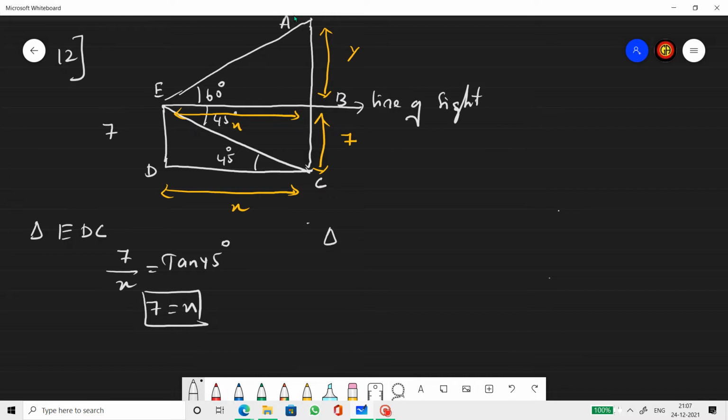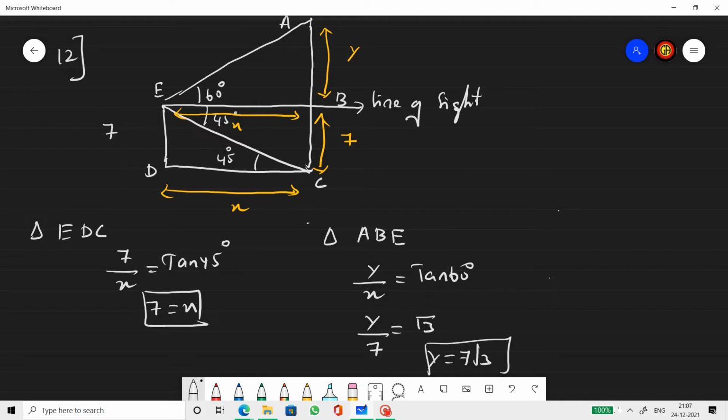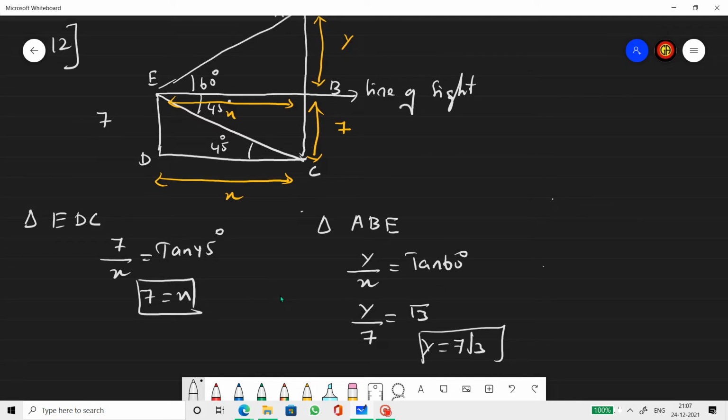Then I'm taking triangle ABE, in which y by x is equal to tan 60. So y by x is 7 already, and tan 60 is root 3. So we get y equals 7 root 3. Now what we need to find is the height of the tower. So tower height is y plus 7, that means 7 root 3 plus 7. So that means 7 times root 3 plus 1.